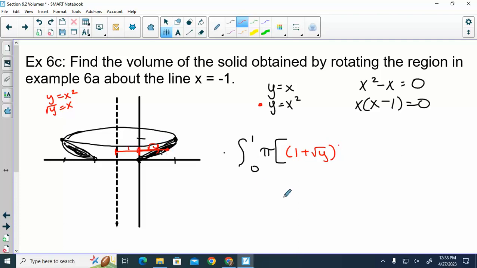Okay, and then we're doing area, so pi r squared. So it'd be 1 plus the square root of y, squared.